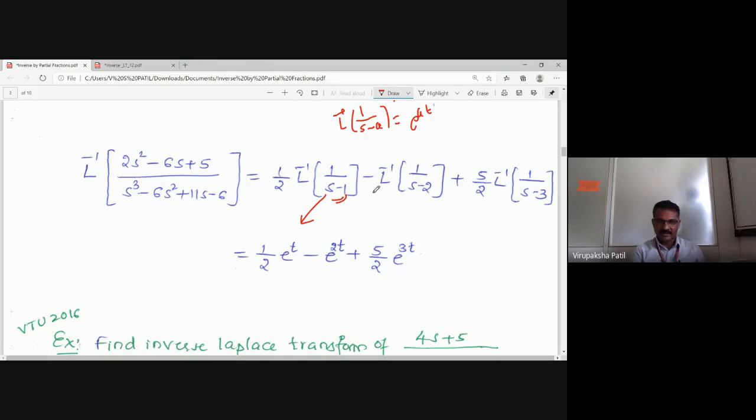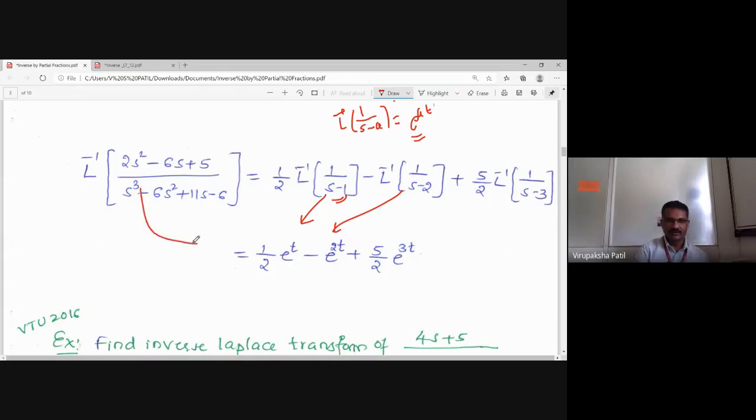Then minus, as it is here, it is also in the standard form. The power of s is 1, and the a value here is 2. So again using the standard result, L inverse of 1 divided by s minus 2 can be written as e to the power 2t. Now 5 by 2 as it is. Again this is in the standard form of the type 1 divided by s minus a, so you can write this one as e to the power 3t.